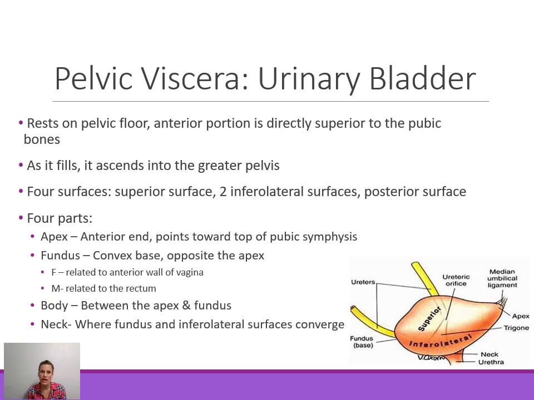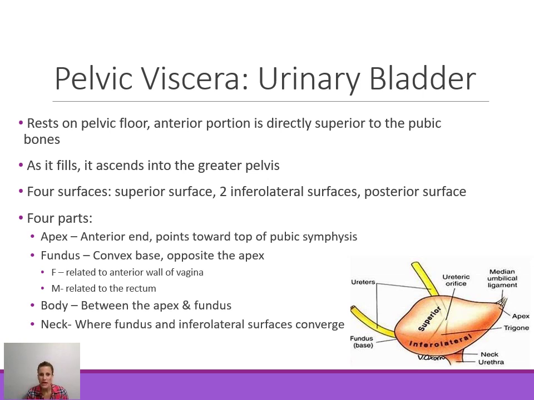The urinary bladder is a hollow, muscular-walled organ that rests on the pelvic floor in the pelvis, just inferior to the peritoneum. The urinary bladder's anterior portion lies directly superior to the pubic bones, and the apex, which is the anterior-most pointed region, points towards the superior aspects of the pubic symphysis.